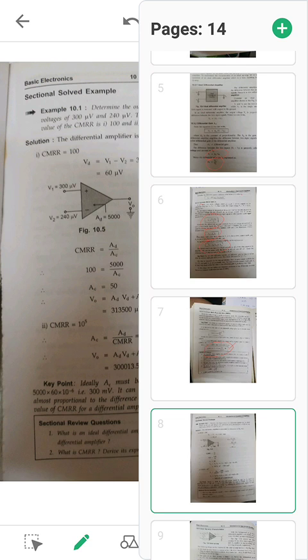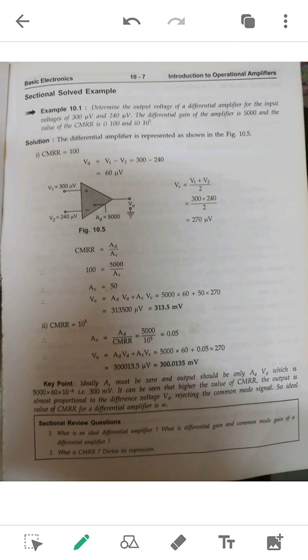Now this is one of the examples of the operational amplifier, so go through that example. Determine the output voltage of the differential amplifier for input voltages of 300 microvolts and 240 microvolts. The differential gain of the amplifier is 5000, and the value of CMRR is 100 and 10 to the power of 5. There are two cases: CMRR of 100 and CMRR of 10 to the power of 5.